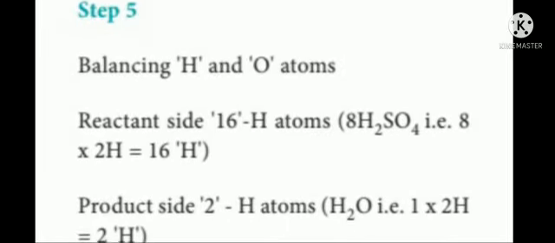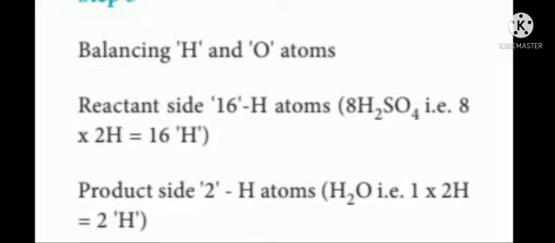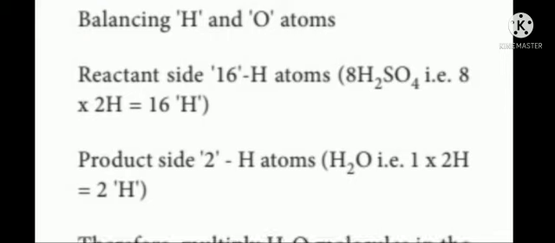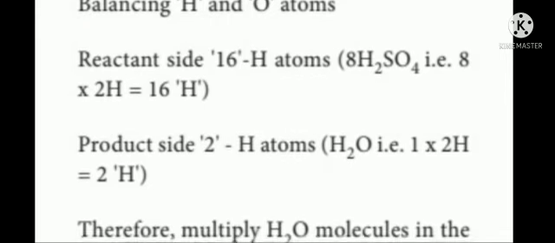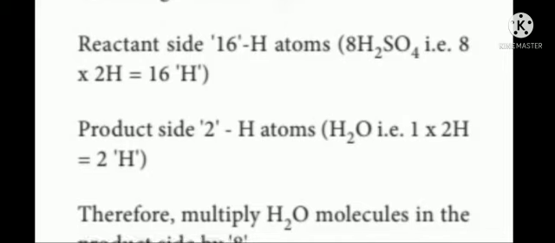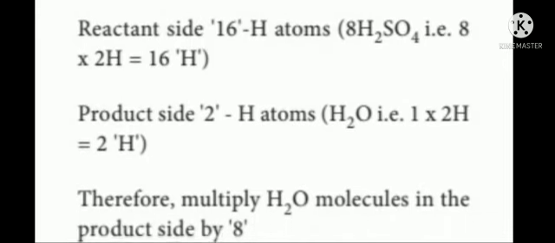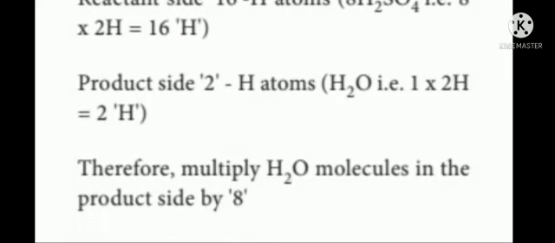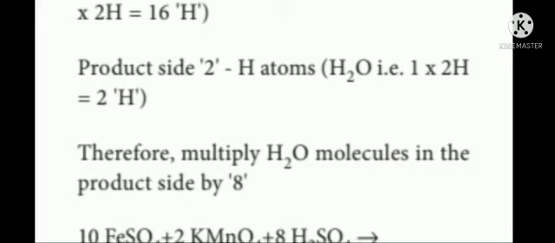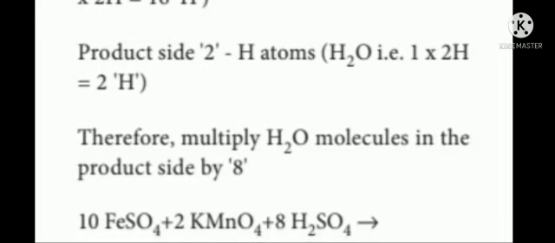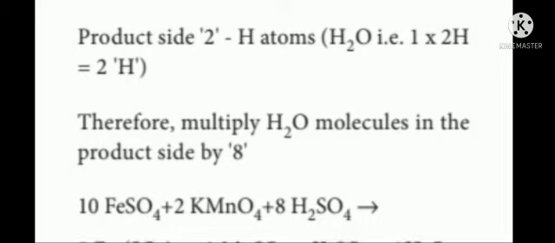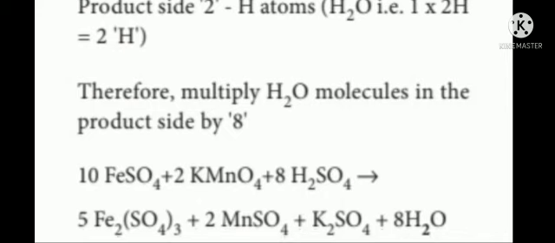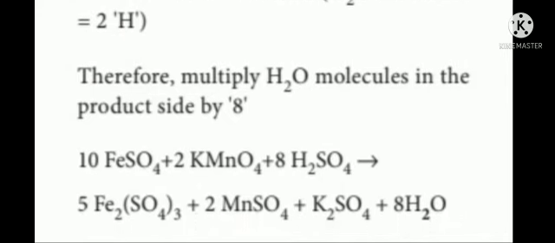Hence, sulfur is balanced. Step 5. Balancing hydrogen and oxygen atoms. In the reactant side, we are having 16 hydrogen atoms, which is calculated from 8 H2SO4, that is 8 into 2 hydrogen, which is equal to 16 hydrogen. The product side, we are having 2 hydrogen atoms, which is calculated from H2O, that is 1 into 2 hydrogen, which is equal to 2 hydrogen. Therefore, multiply H2O molecules in the product side by 8.